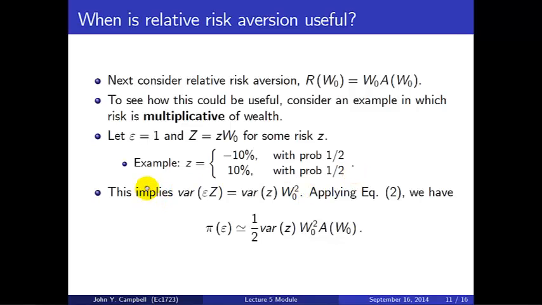All right, so now in this example, the variance of epsilon z is the variance of this little z times the square of wealth. All right, now applying the previous solution for the insurance premium, the premium you'd pay to avoid this risk is 1/2 times the variance of little z times w0 squared, right? The variance of that substituted in times absolute risk aversion.